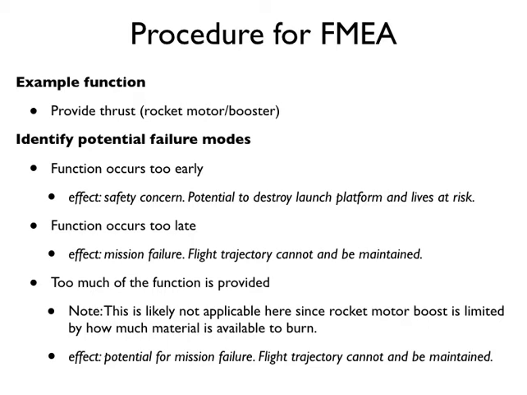Too much of the function is another way that functions can fail. In this case, it would likely affect the flight trajectory, but this is an interesting example given the rocket motor, because the amount of thrust for the most part is determined by the burn rate and by the actual volume of the booster material. So in this case, it's very unlikely, it might not even be possible to have too much of the function. A better example of too much of the function might be related to providing power. That would be like a surge, an overcurrent situation.